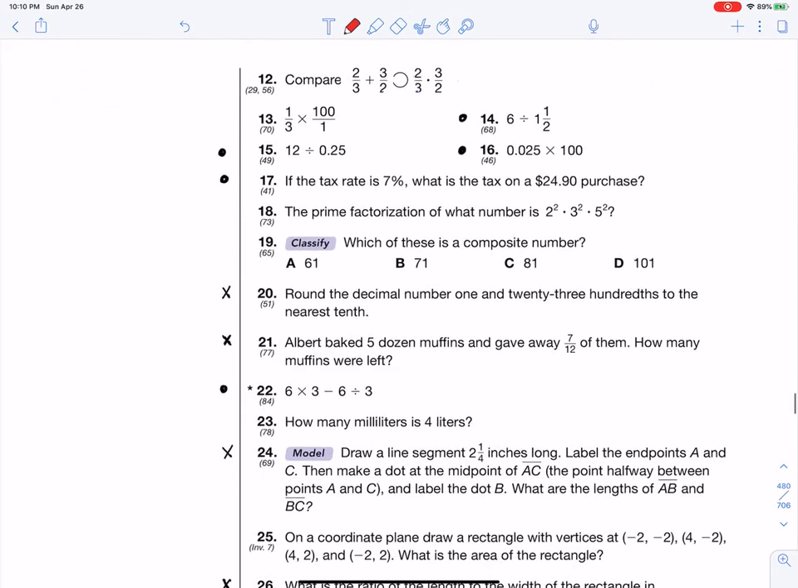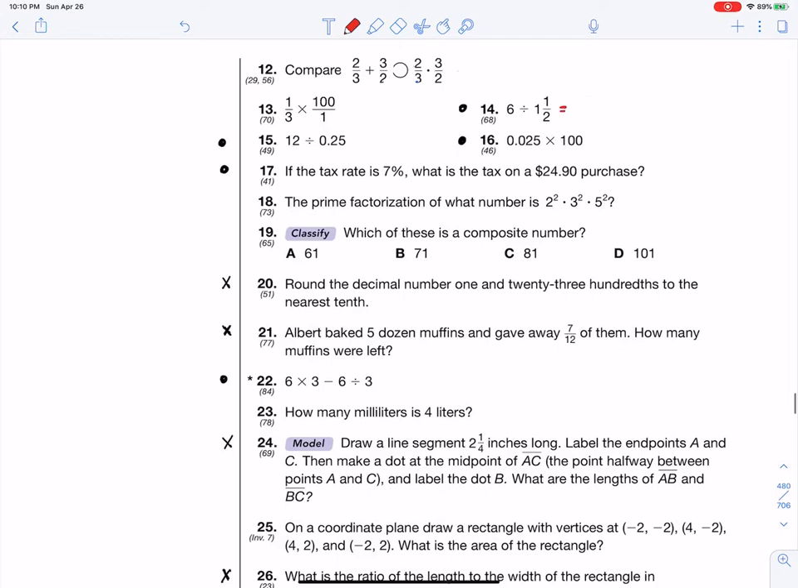Going on, number 14, I have 6 divided by this, which I need to write as an improper fraction. 2 times 1 would be 2, and then I have to add the value on the top, that would be 3. So I have 6 divided by 3 over 2. I can't divide by a fraction. I have to flip it and change it to multiplication. So I have 6 times 2 over 3.